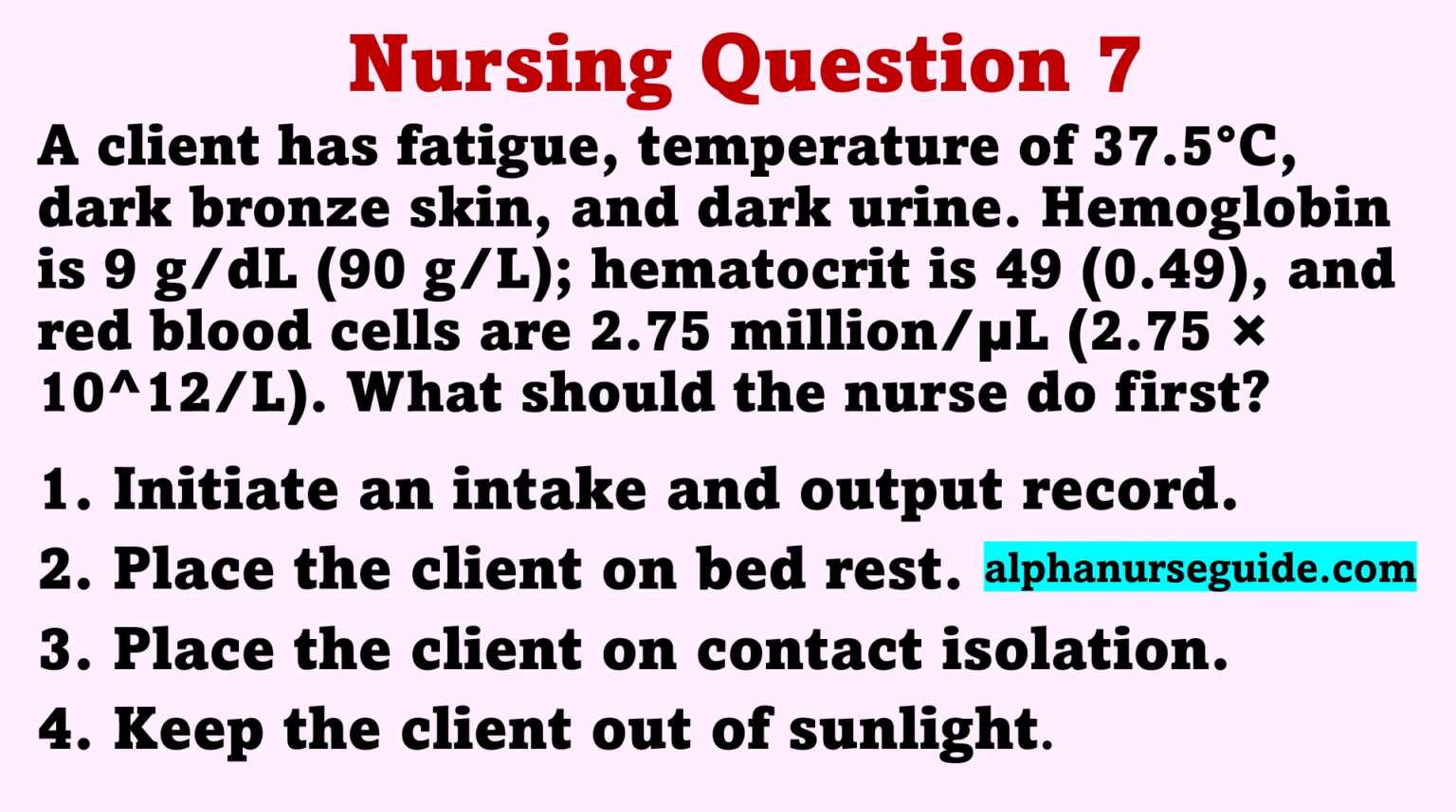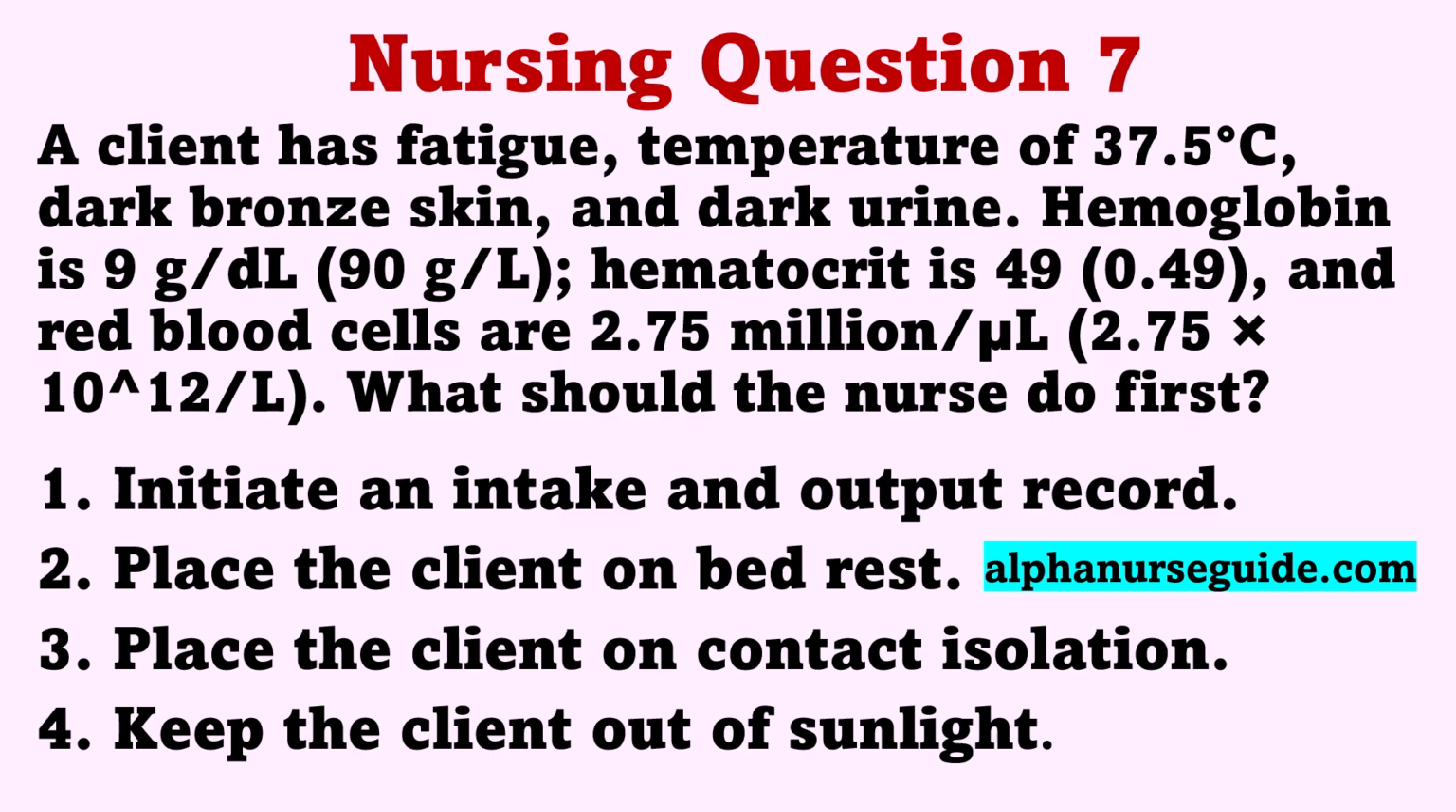A client has fatigue, temperature of 37.5 degrees Celsius, dark bronze skin, and dark urine. Hemoglobin is 9 grams per deciliter, hematocrit is 49, and red blood cells are 2.75 million per microliter. What should the nurse do first? 1. Initiate an intake and output record. 2. Place the client on bed rest. 3. Place the client on contact isolation. 4. Keep the client out of sunlight.